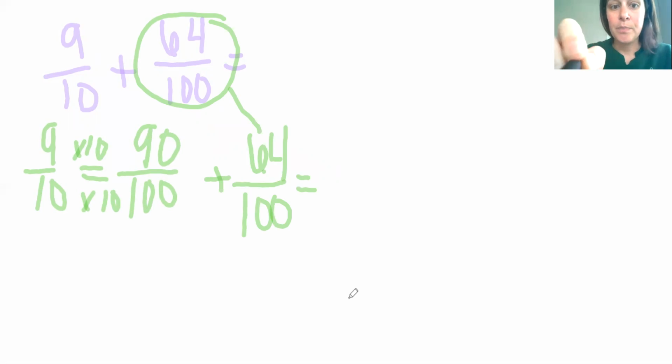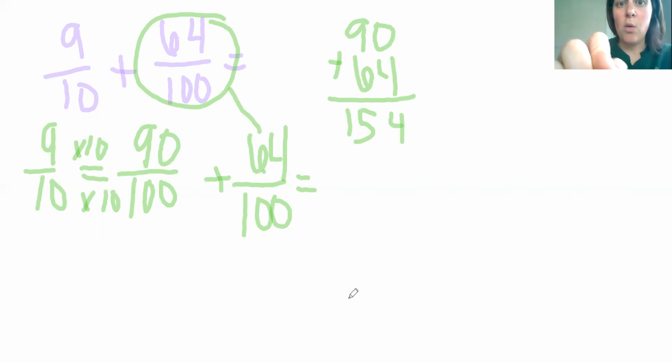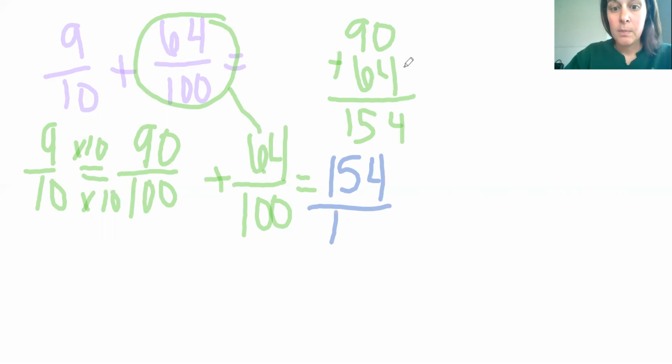What am I gonna get? Let's use some of my space over here. 90 plus 64, 0 plus 4, 4, 9 plus 6, 15. So now my answer is what? 154 what? Hundredths, okay? Uh-oh, what do we notice again about this?